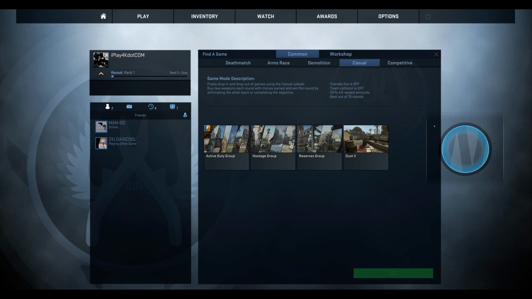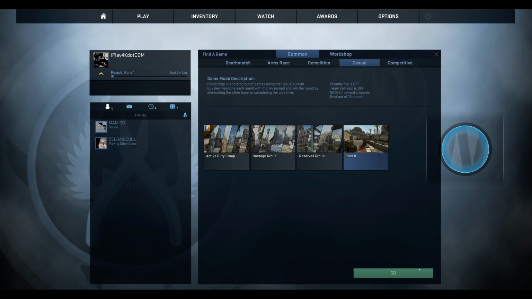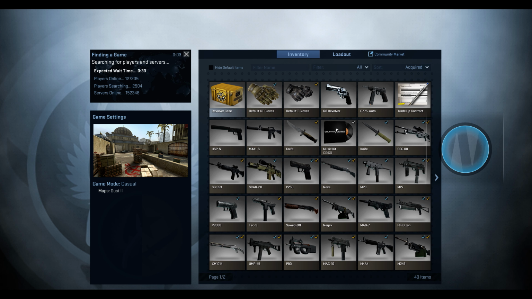Hello and welcome guys, this is I Play 4K and today I decided to go ahead and show you something crazy. I decided to show you Counter-Strike Go Dust 2 map running on a crazy laptop with two GTX 1080 video cards in SLI, MXM versions, running inside a laptop.